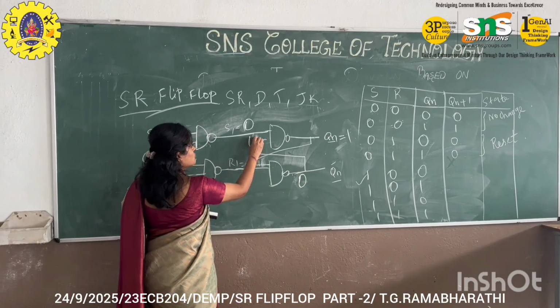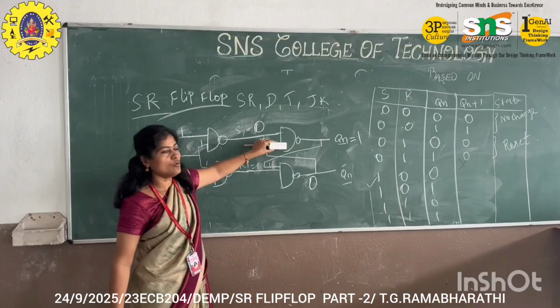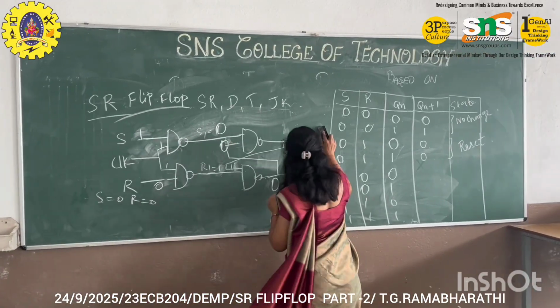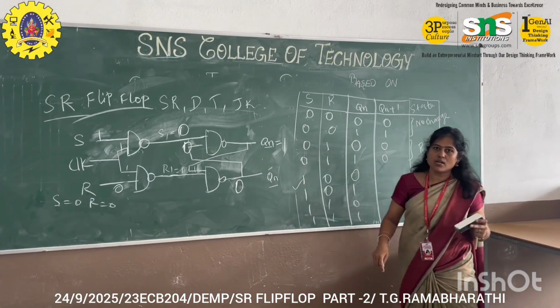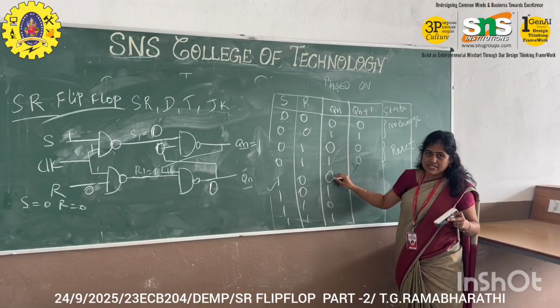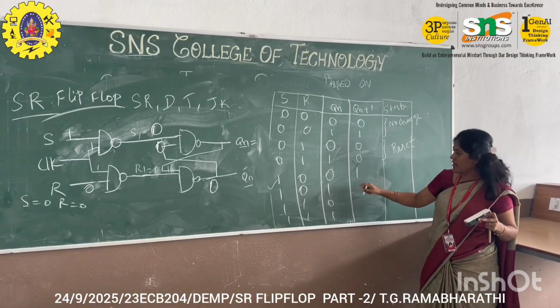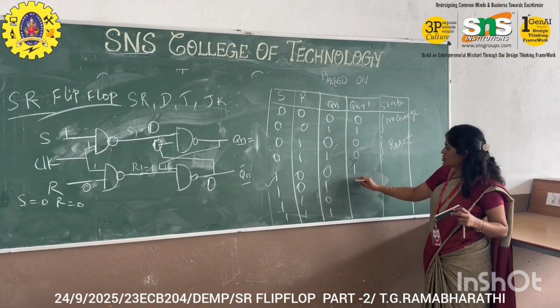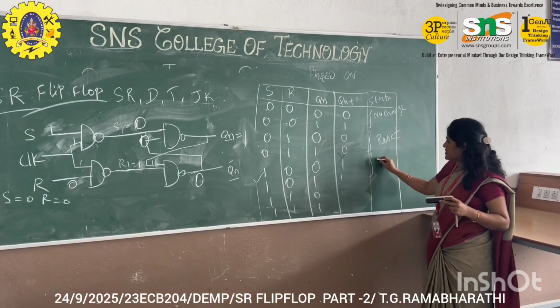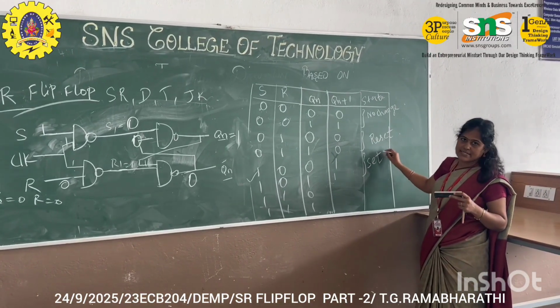Then this 0 is given to here. 0 and 0 is given to the NAND gate, your output would be 1. So this condition is called the set condition. Your present state 0 means also your output 1. Your present state 1 means also your output 1. So this condition or this state is called the set state.